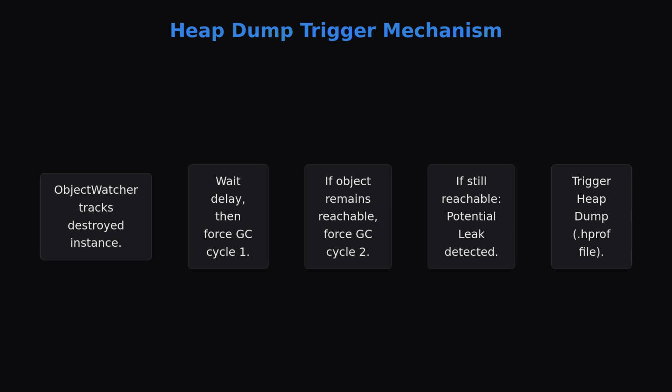This triggers the creation of a heap dump, which is a binary file with the .hprof extension containing a snapshot of all objects and their references in the Java virtual machine heap. Heap dumping is a blocking operation, which is why LeakCanary is restricted to debug builds. The object watcher mechanism ensures that only genuinely retained objects initiate the expensive dumping process.